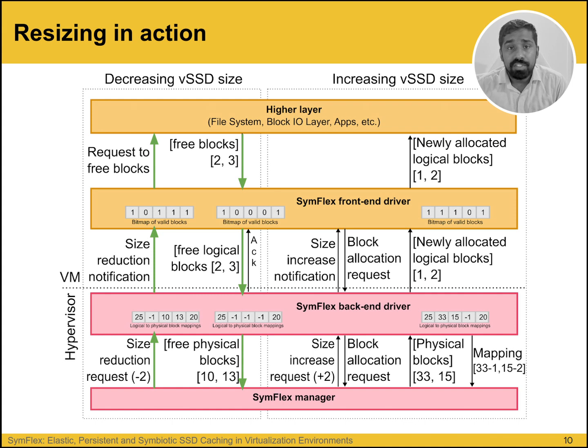In this case, the physical block numbers corresponding to the logical blocks 2 and 3 are 10 and 13. It invalidates the bitmap at locations 2 and 3 and forwards the physical block numbers 10 and 13 to the manager. An increase in the VSSD size happens in the reverse order. You can find more details in the paper.